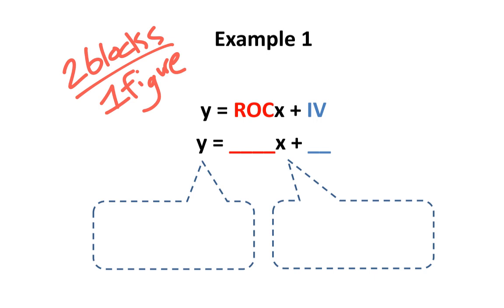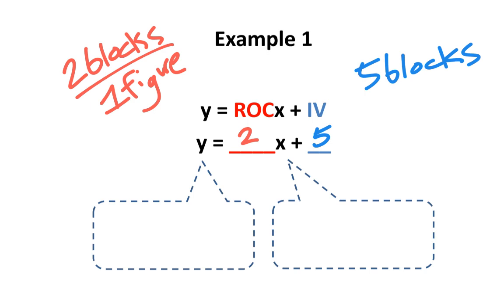This is the same thing as 2 over 1, which is the same thing as 2 divided by 1, which is the same thing as just 2. Therefore, my rate of change can be simplified to just 2. Meanwhile, I determined my initial value to be 5 blocks, since that is the number of blocks in figure 0. Therefore, I'm going to put 5 as the initial value.